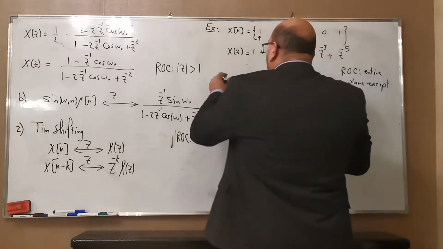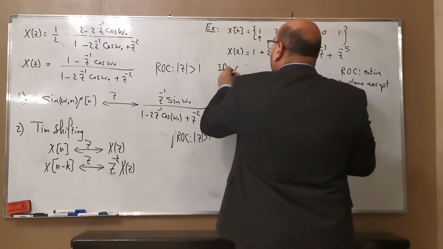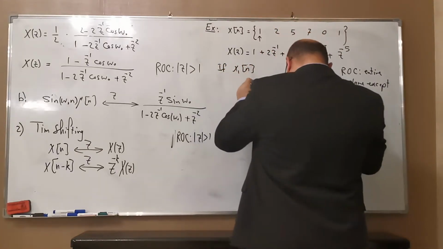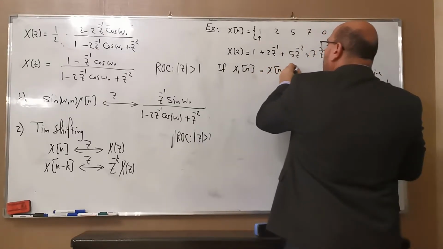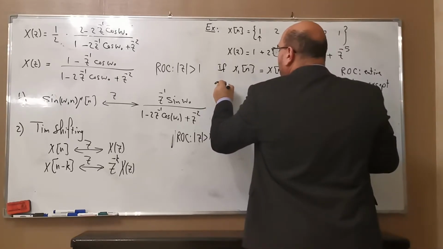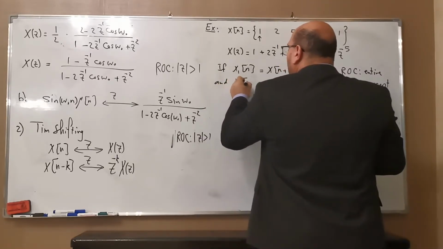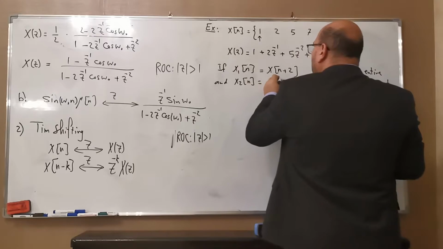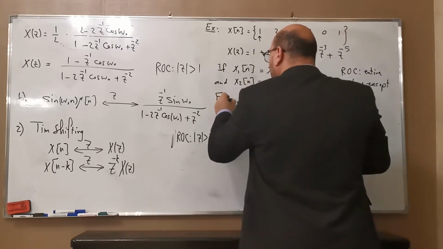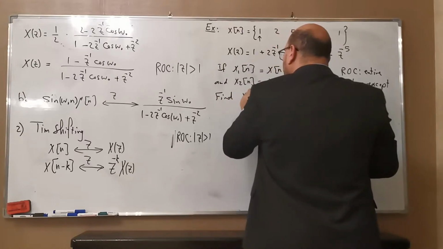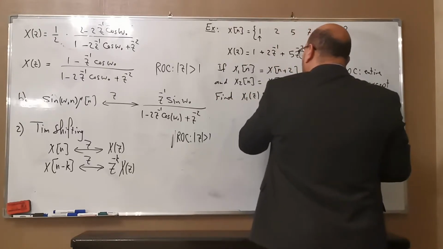Okay, now if x1 of n is equal to x of n plus 2 and x2 of n equals x of n minus 2, find X1 of z and X2 of z.